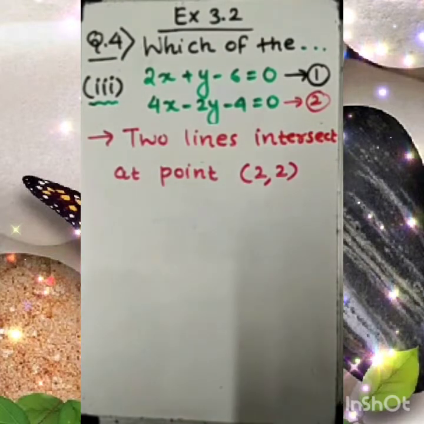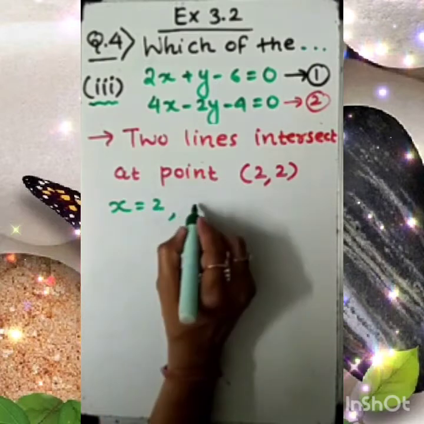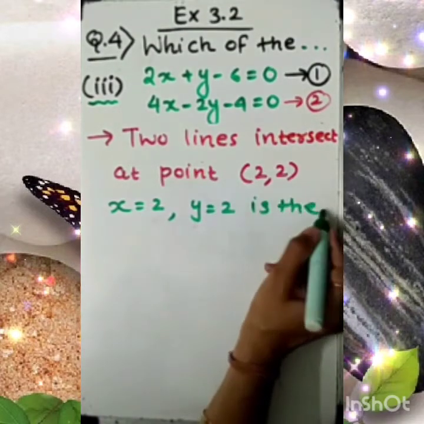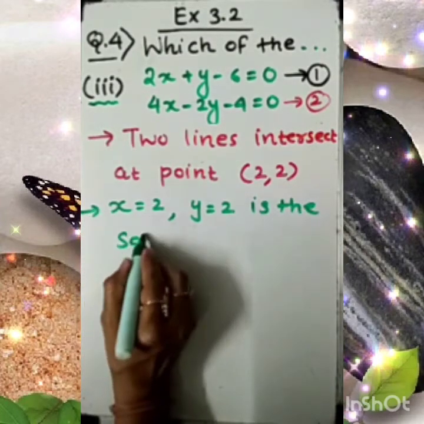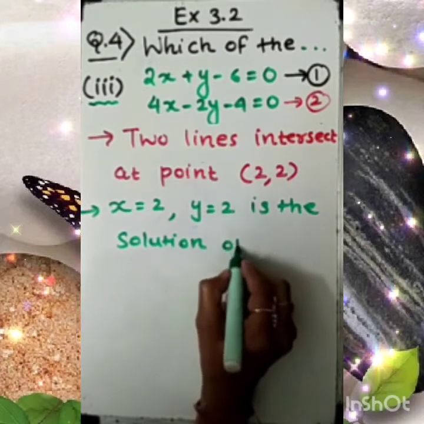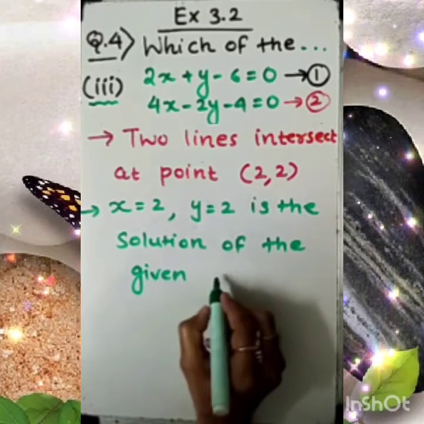This (2, 2), what does it mean? What is the solution? As we know, x will be 2 and of course y will be 2. This is the solution of the given equations. Fine. This is the conclusion.